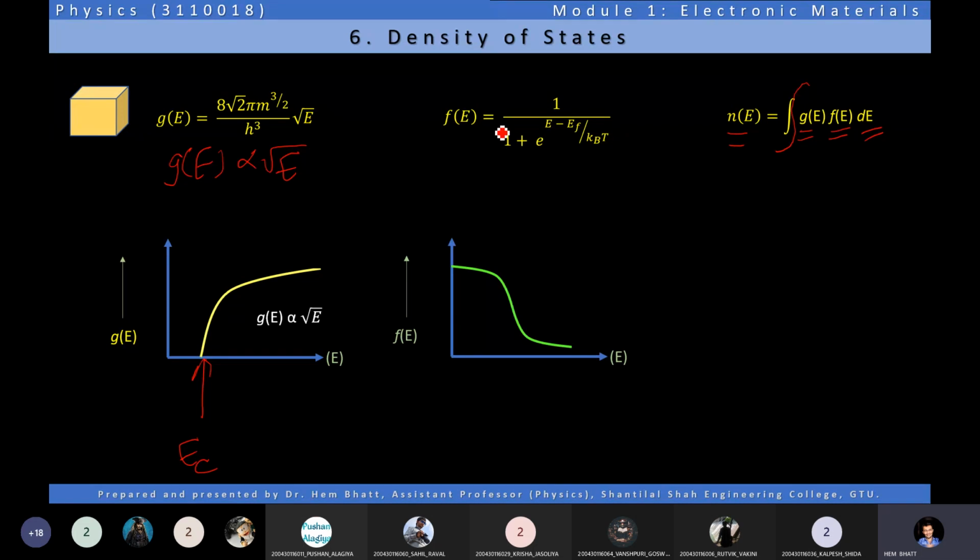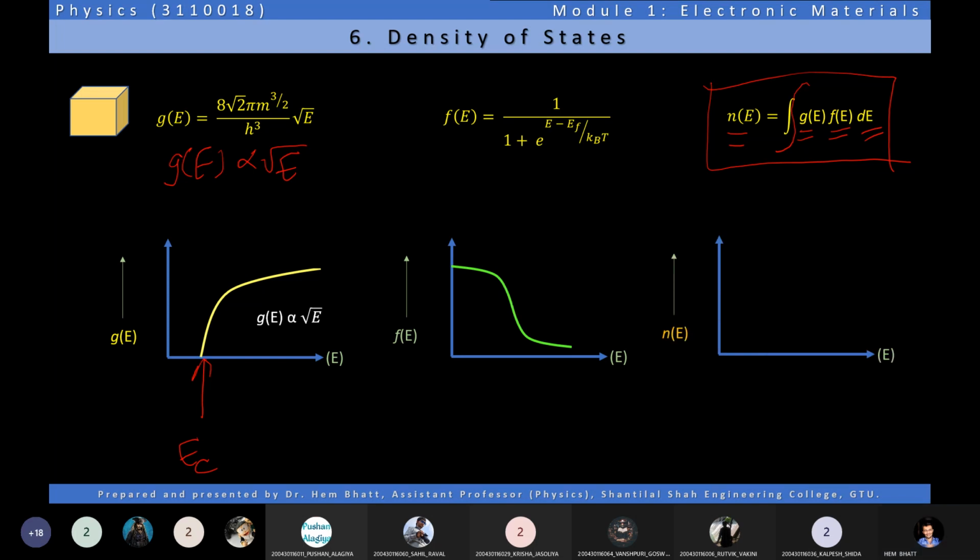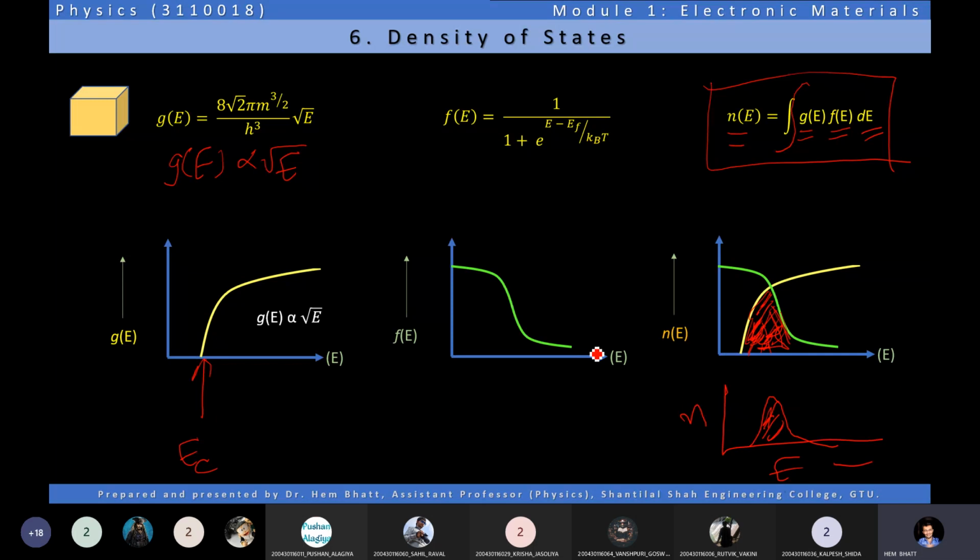Now I want to sum up these two. So I have to superpose these two graphs on top of each other. So this is G of E into F of E. So you can say that this is the nature of N of E versus E. You get this graph of number density versus energy. Right? So if you plot the graph for 3D, the graph will be like this.